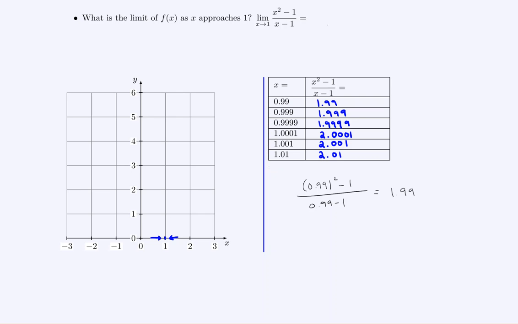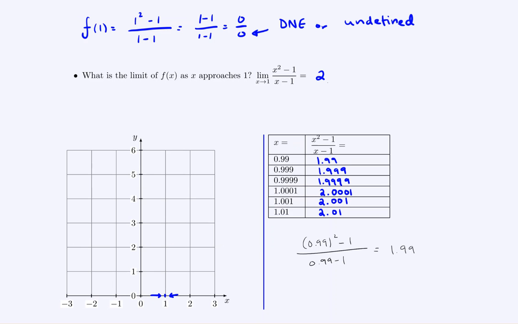We now look at the pattern of the output values. So as the input values get closer to 1 from the left, do we see the output values are increasing, getting closer and closer to 2: 1.99, 1.999, 1.9999. As the input values are getting closer to 1 from the right, the output values are decreasing down closer and closer to 2. So based on this, we see that both from the left and the right, the output values are getting closer and closer to 2. So we should be able to estimate that our limit is 2, which is exactly the case here.